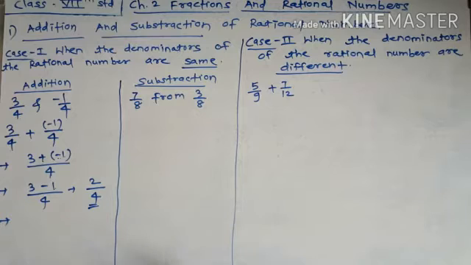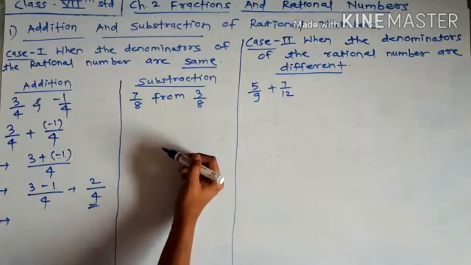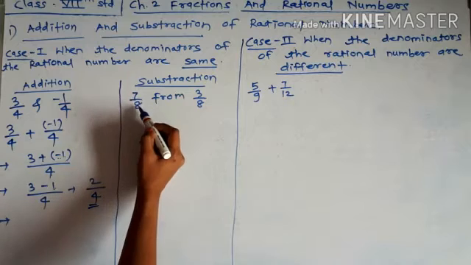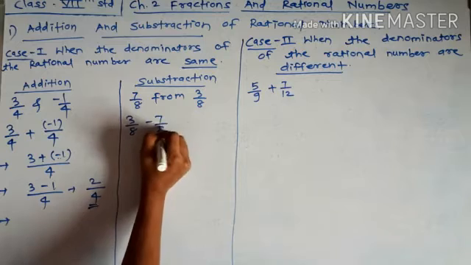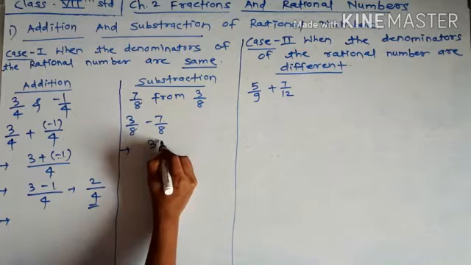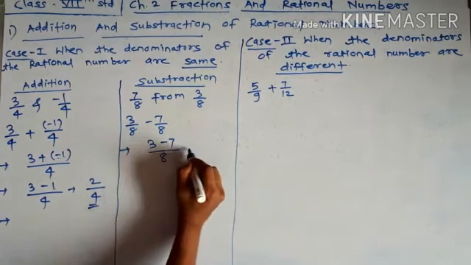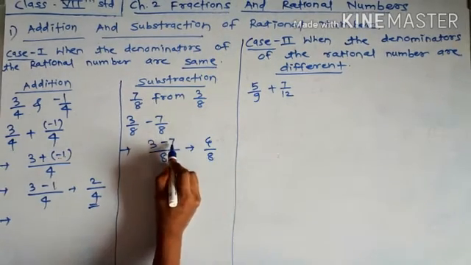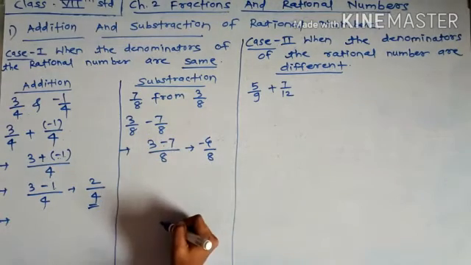Now, subtracting two rational numbers having the same denominators. For example, we subtract 7 upon 8 from 3 upon 8. That means 3 upon 8 minus 7 upon 8. To subtract them, we subtract their numerators and take the denominator as it is. So 7 minus 3 is 4, and taking the denominator as it is, the bigger number's sign is negative, so it is equal to minus 4 upon 8.